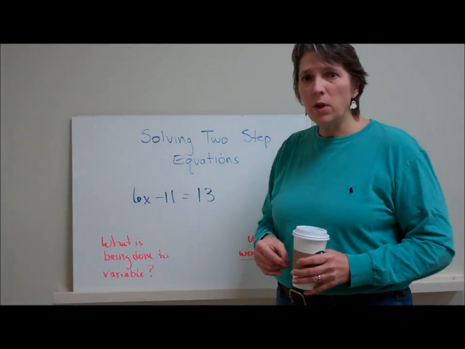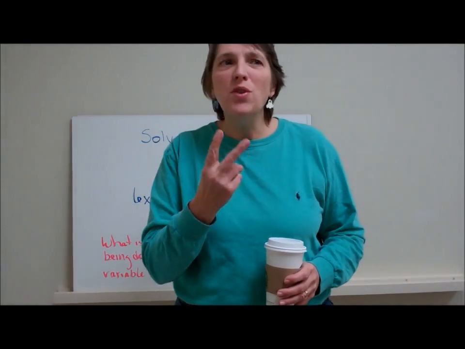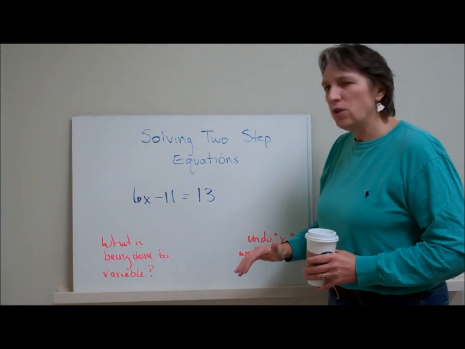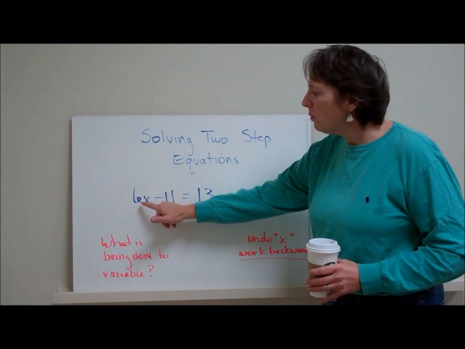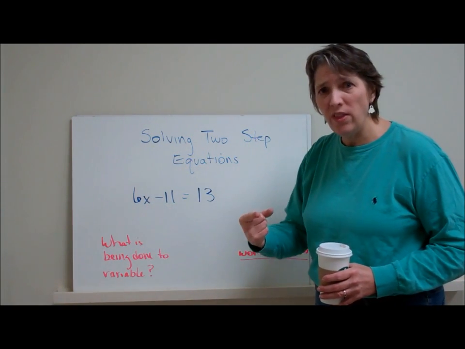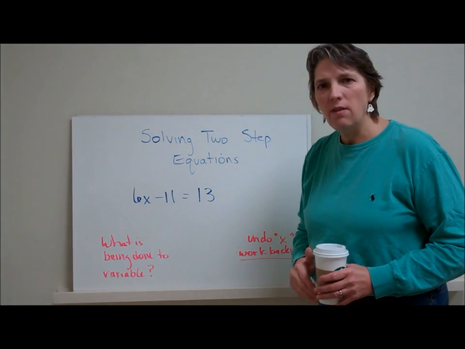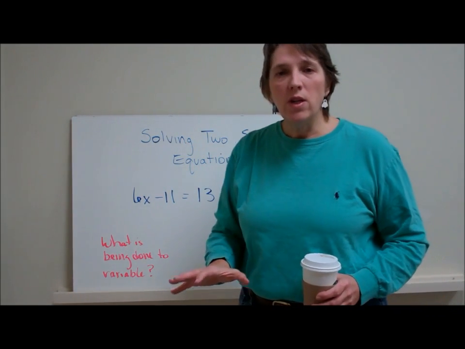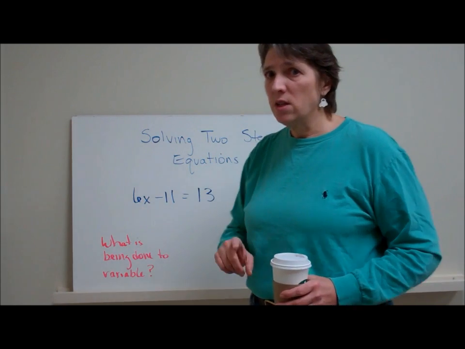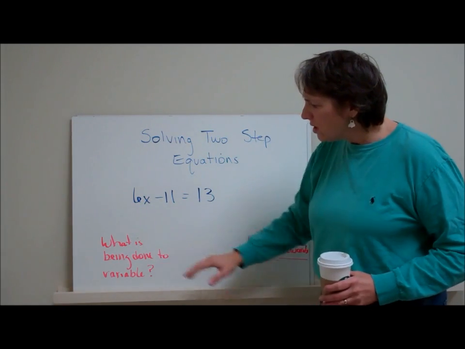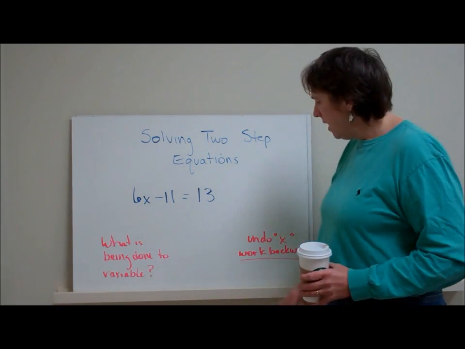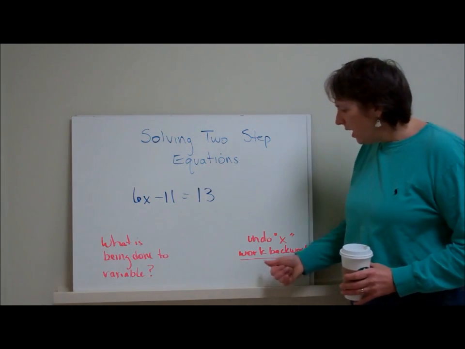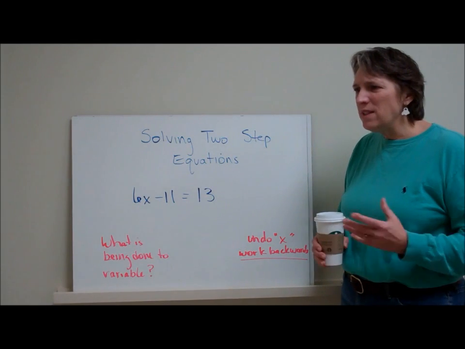This is called two-step equations because there's two things being done to the variable. 6x minus 11 equals 13. Where you're multiplying the variable by 6, that's one thing, and you're subtracting 11, that's the second thing. And remember, we can do whatever we want to an equation as long as we do it to both sides. So, we look to see what's being done to the variable, which we've already said, and we have to undo the x. And to undo the x, we're going to work backwards. Now, you may say, what do you mean by that?